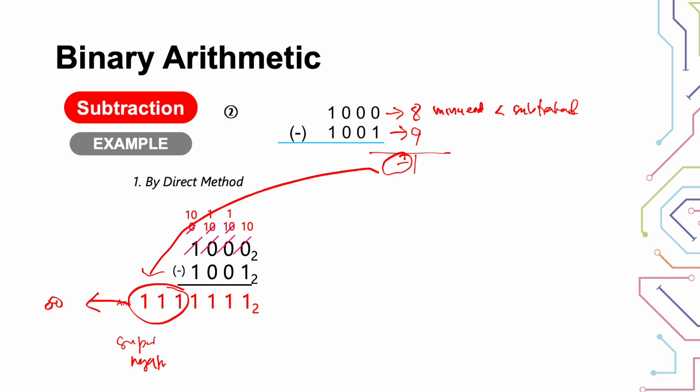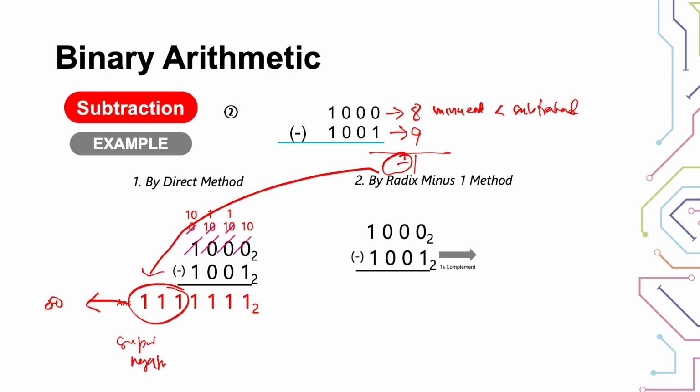So, let's examine na naman kung yung by radix minus 1 method. So, mangyari, still gagawin natin is ito yung magiging first complement. So, invert muna natin. After that, i-add natin sa ating minuend. So, perform natin. So, that's 0. This is 1. 1 and then 1. And then, this will be the answer.